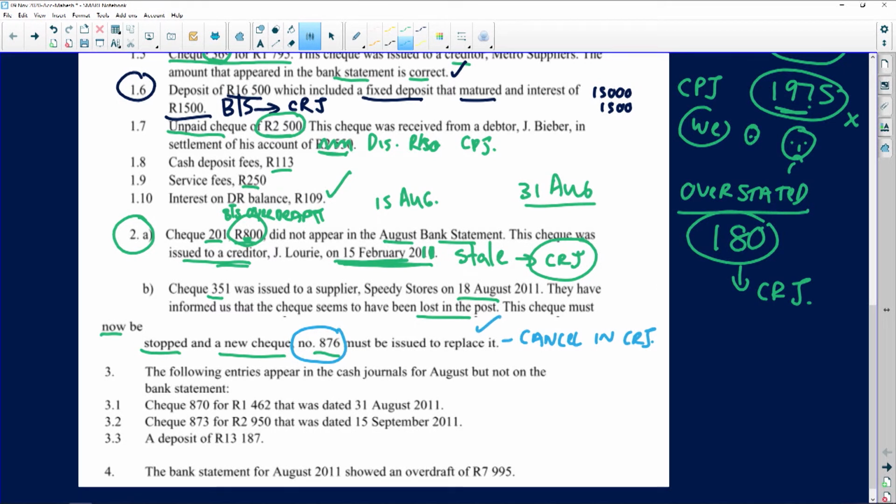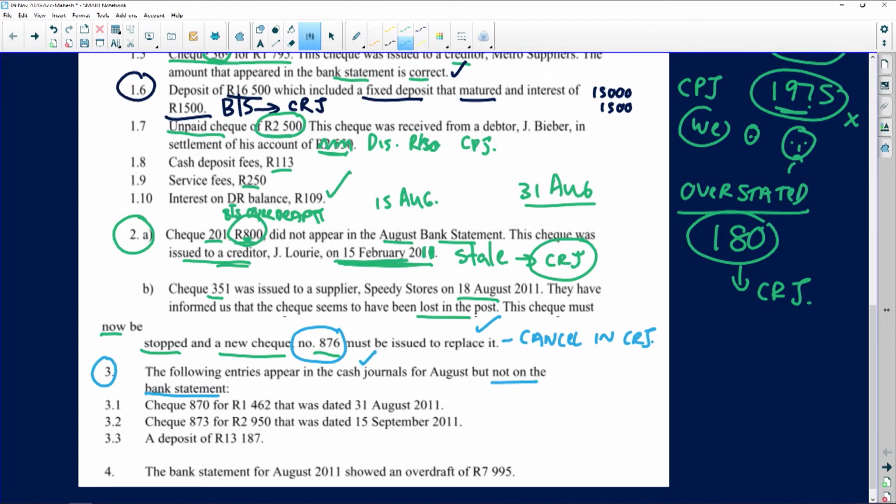Right, let's now move on to information 3. The following entries appear in the cash journals for August, but not on the bank statement. So remember, it's already in our records, it's in the cash journals, but it's not on the bank statement. So we now need to show these amounts as being outstanding in the bank reconciliation statement.